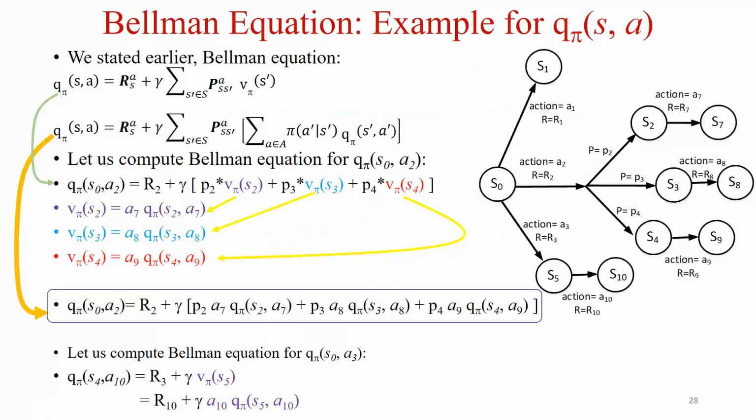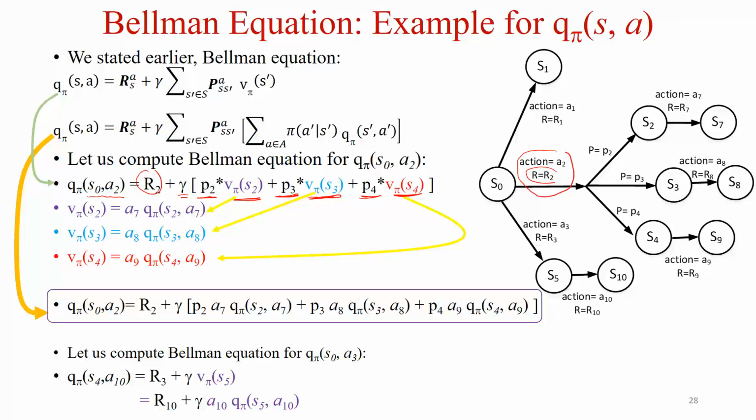Okay, so to compute the action value function when leaving state S0 using action A2, which is right here, this equals the reward R2 plus the discount multiplied by these probabilities. I have a probability P2 of going to state S2, so I multiply probability P2 times the state value of S2, plus P3 times the state value of S3, plus P4 times the state value of S4.